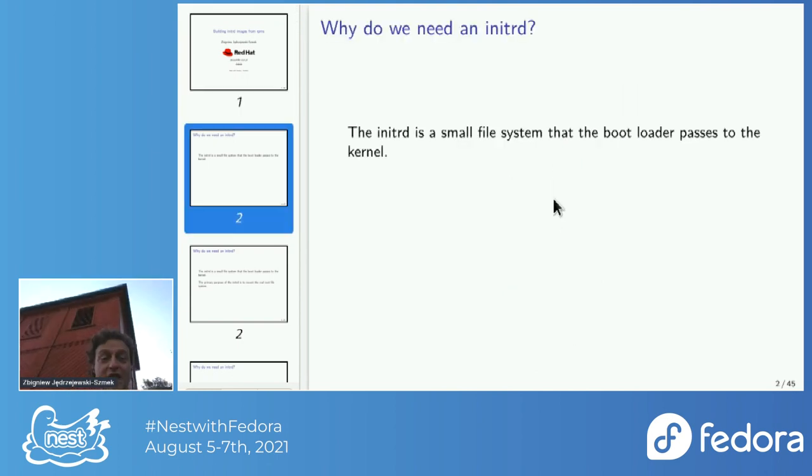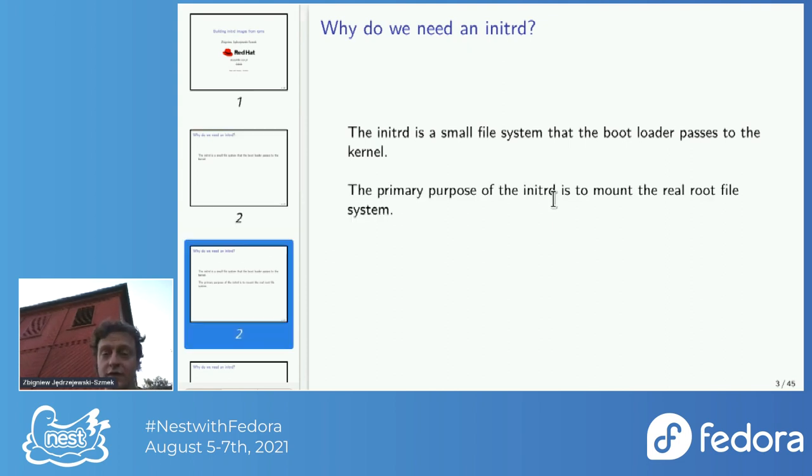So what is an Initrd, and why do we need it? When the kernel initially boots, the bootloader can pass an extra file system to it, and this file system is unpacked by the kernel and serves as early user space before the real root is mounted. And the main goal of this early user space is to mount the real root file system.